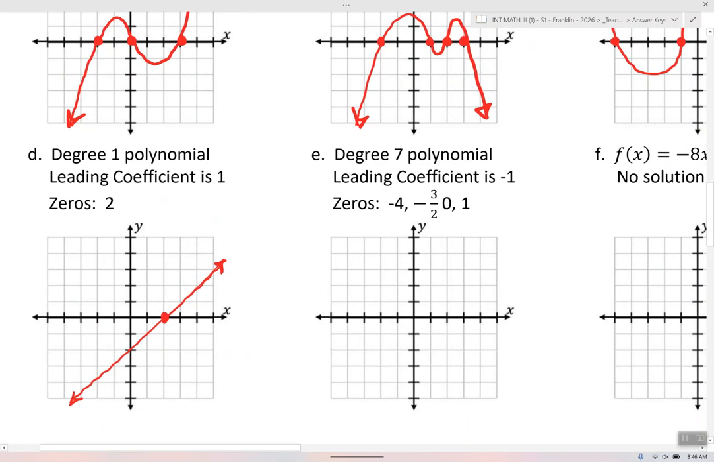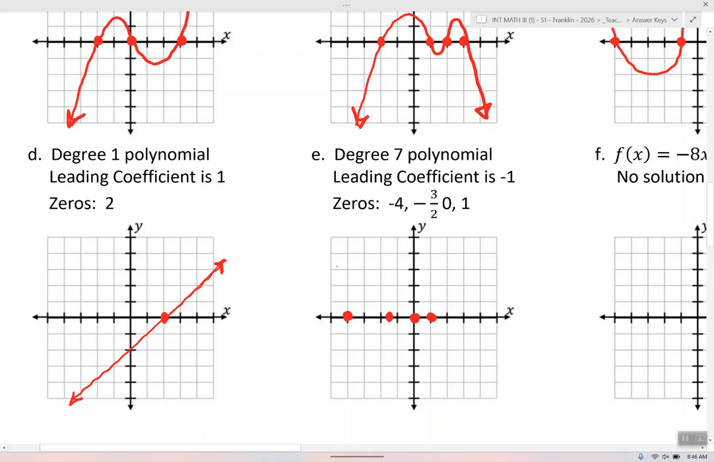Now, degree 7 polynomial, the leading coefficient is negative. So we have an odd degree, negative leading coefficient. We're going down to the right. Our zeros are -4, -3/2, which is -1.5 right here, 0 and 1. Now this is a degree 7, so we could have up to 7 zeros. We only have 4. And so this is potentially going to be a little tricky. We'll have to be careful.